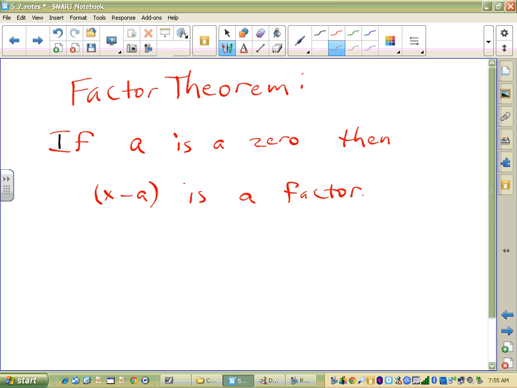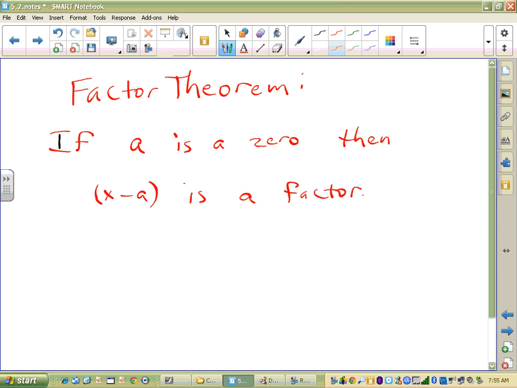Okay. That idea, we've seen it in Chapter 4, and we're going to see it again in Chapter 5 over and over and over again. Again, it says if a, some number a, we don't know what a is, it's a real number, could be imaginary too, but if a is a 0, then x minus a is a factor.